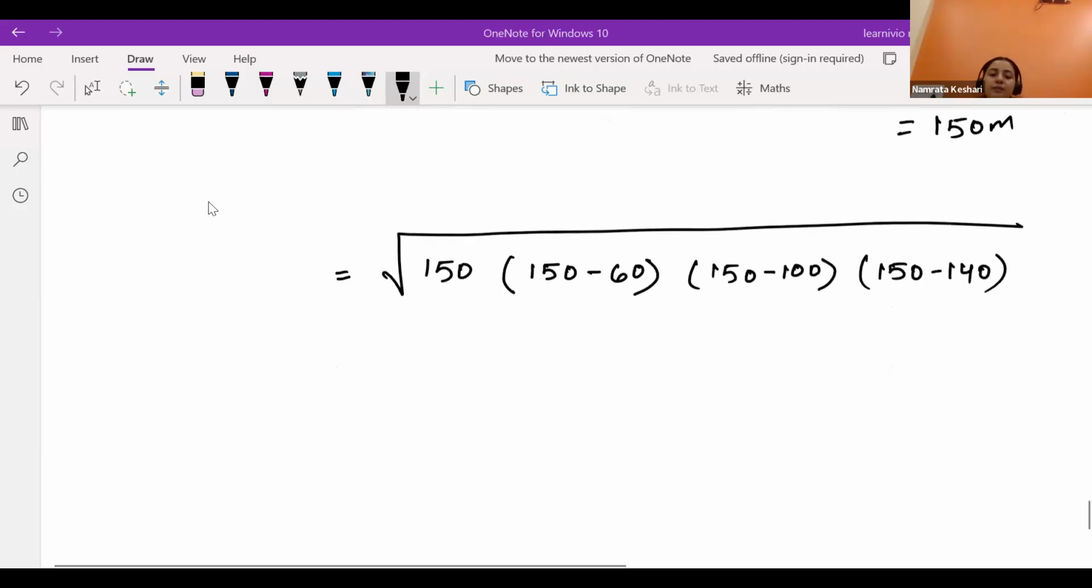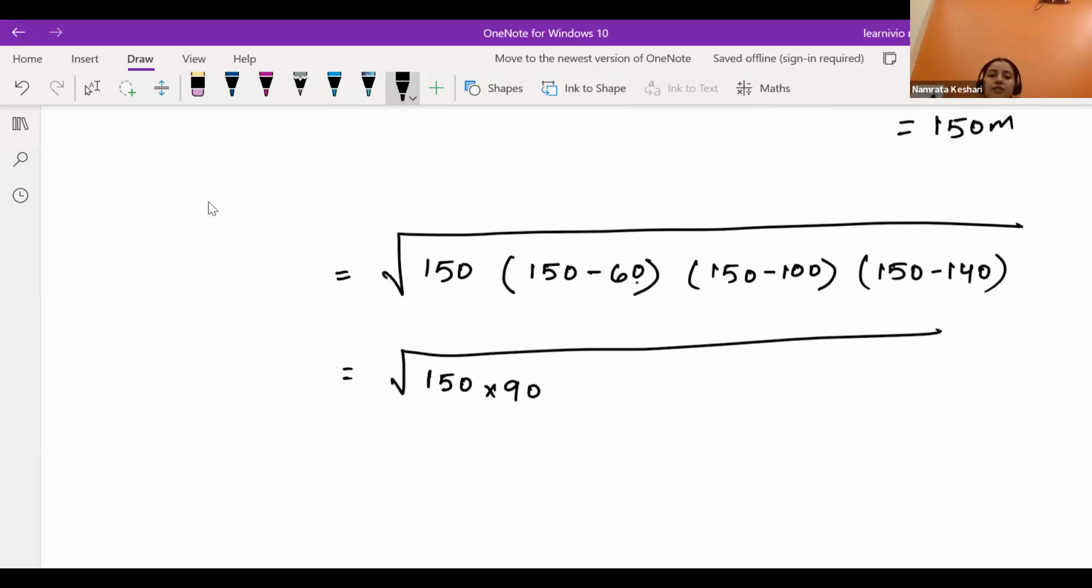So yes, let me show you, Bharti, what we will be doing over here. 150 minus 60 is 90. 150 minus 100 is 50, and 150 minus 140 is 10. To take it out from the root sign, please don't do the multiplication, because multiplying so many numbers will give a huge number. Basically we want to take it out from the root sign, so we have to do the factorization. That's what you learned in the previous class, how to solve square roots.